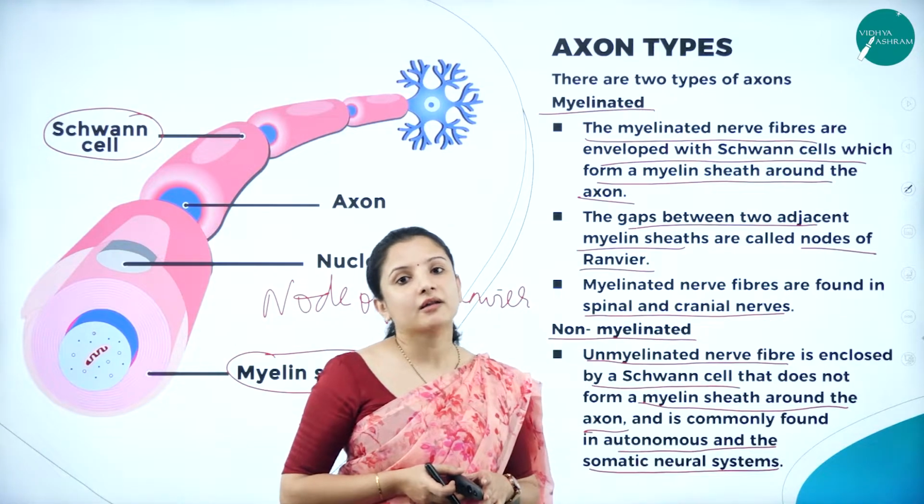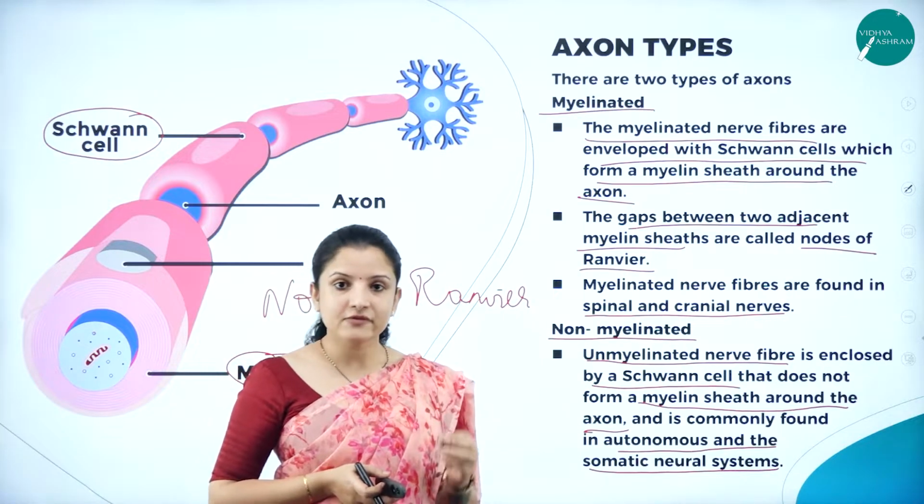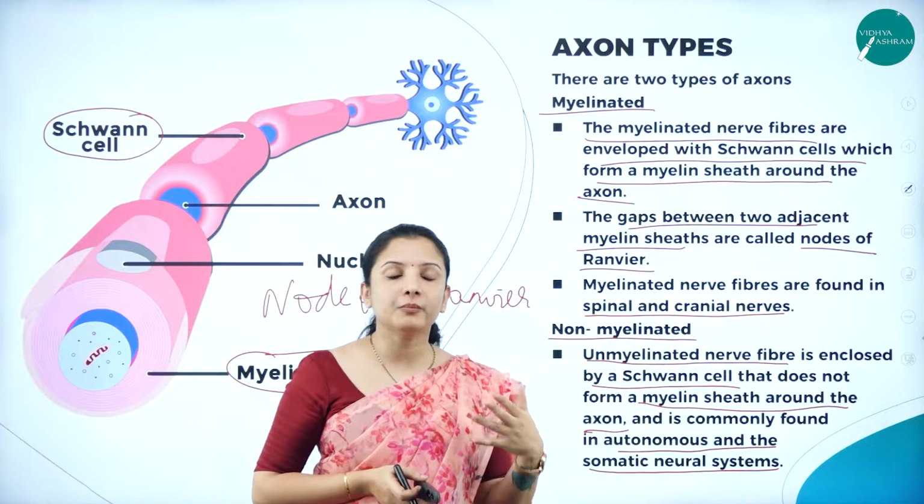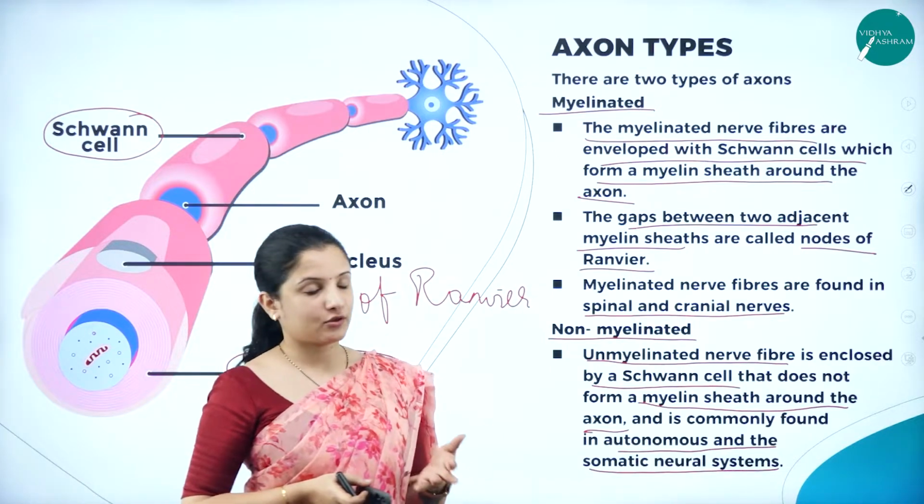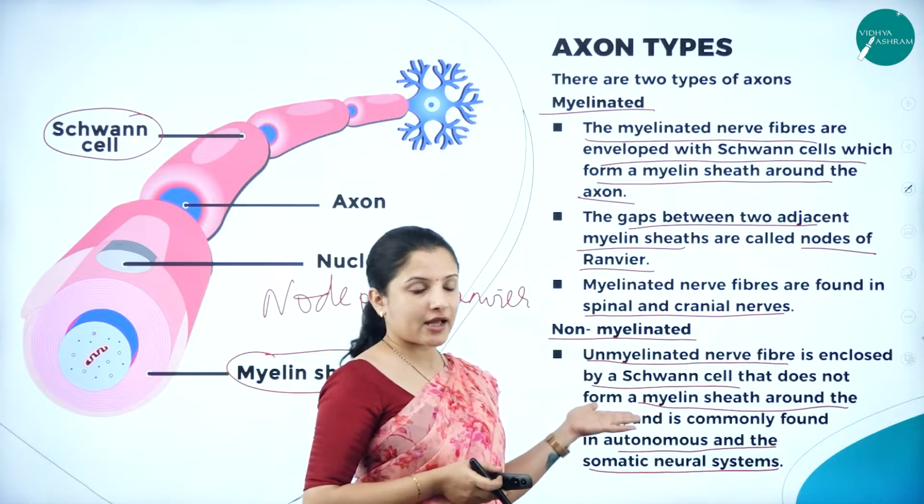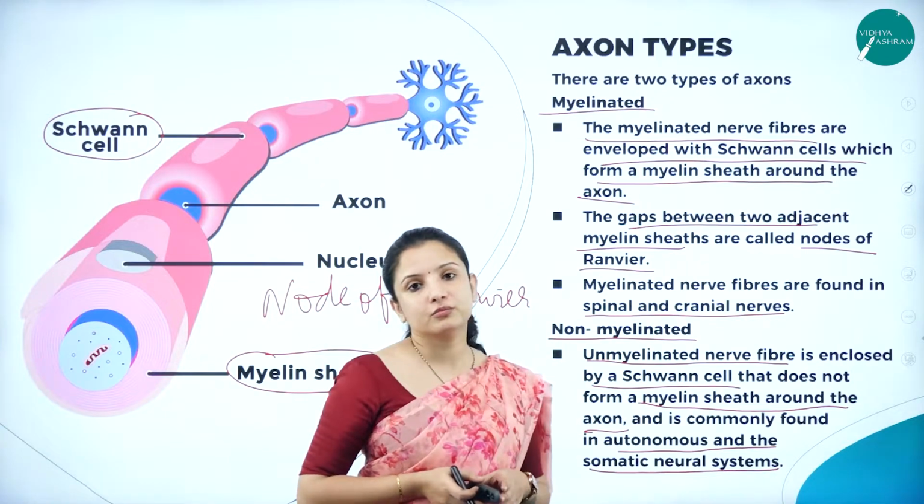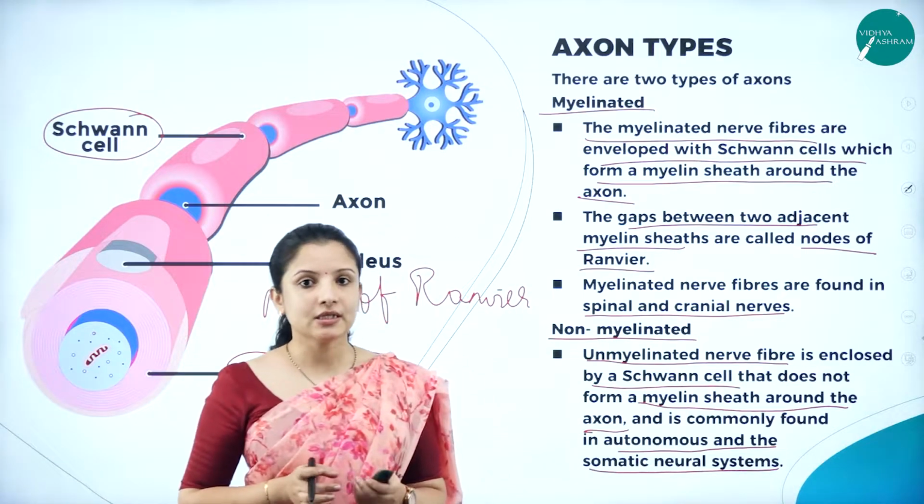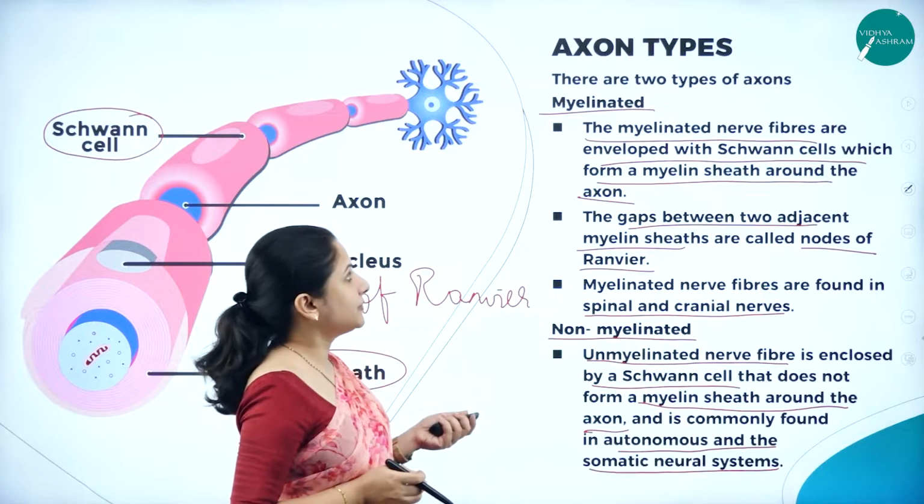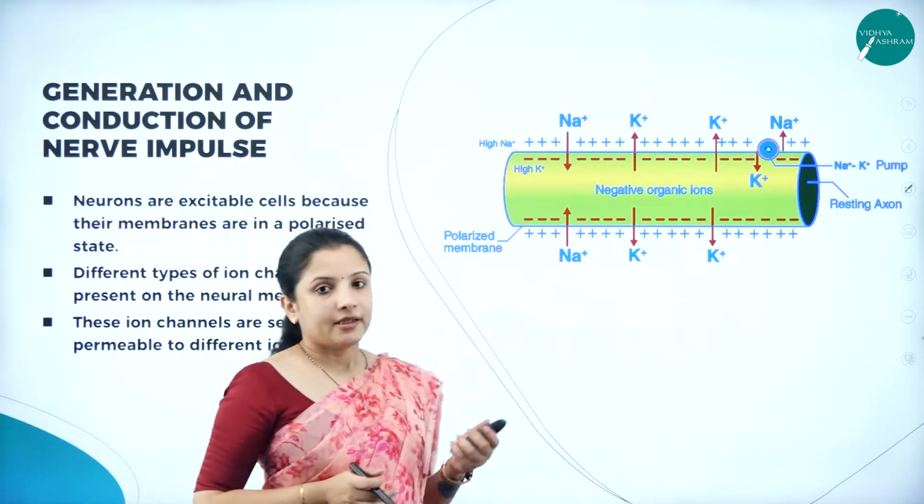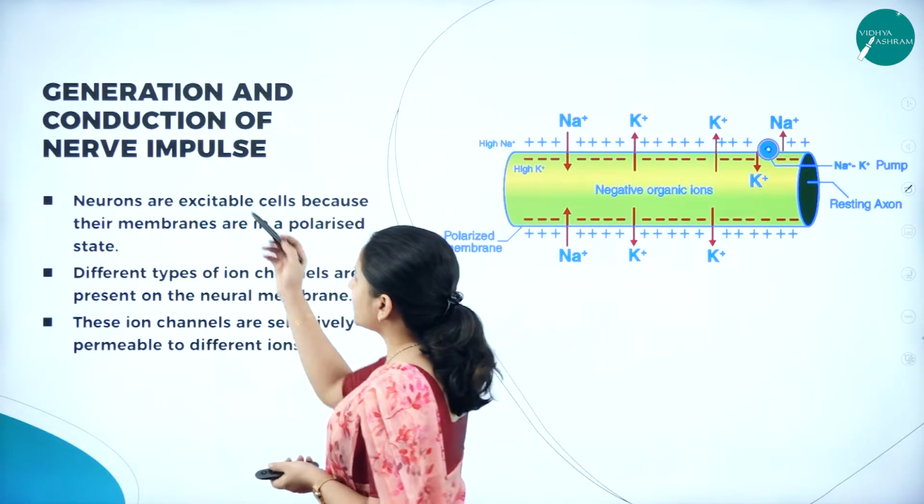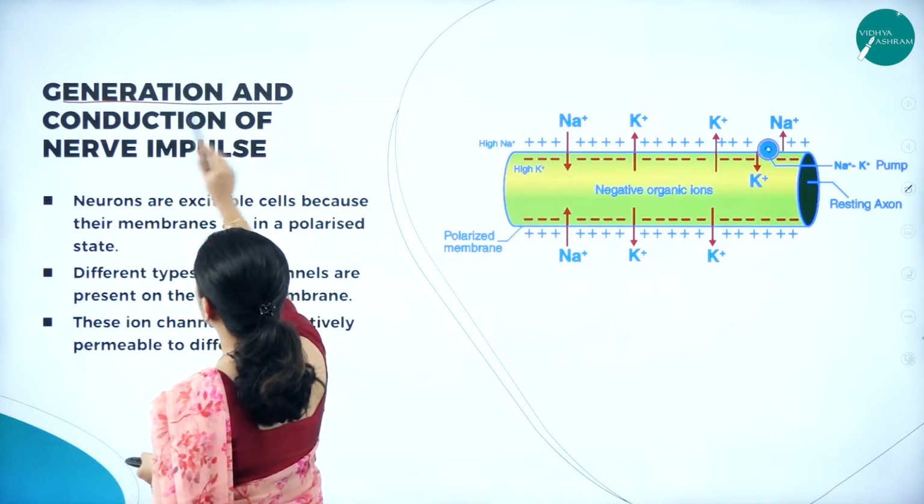Non-myelinated means they are nerve fibers which have Schwann cells, but they don't form a myelin sheath around the axon, and such non-myelinated axons are usually found in the autonomous and the somatic neural system. So this was about the types of axons. Next, moving on to the generation and conduction of nerve impulse.